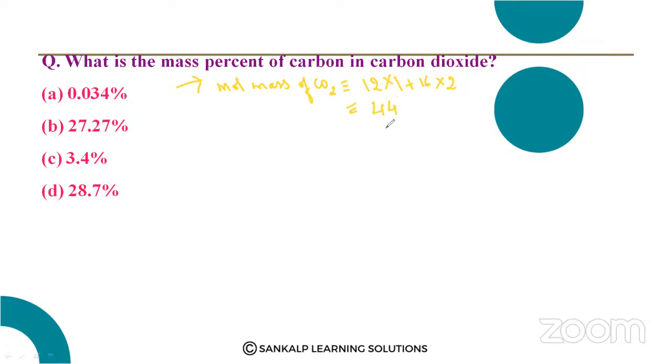So what do you have to find? You have to find the percentage of carbon. The mass percent of the element is equal to the mass of the element divided by the molecular mass of the compound. What is the mass of the element? It is 12, right? Divided by the mass of the compound, 44, into 100. So how much does it come to? The answer comes to be 27.27%. So B is the correct answer.